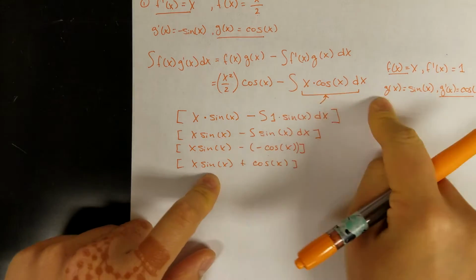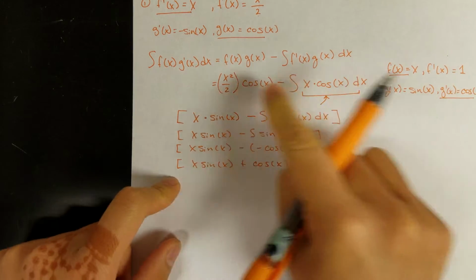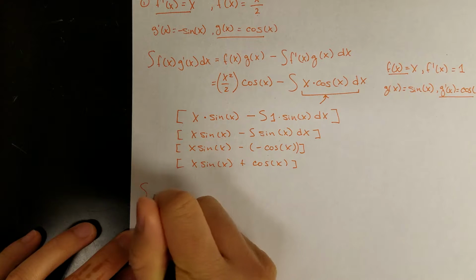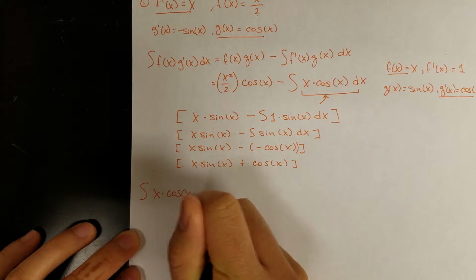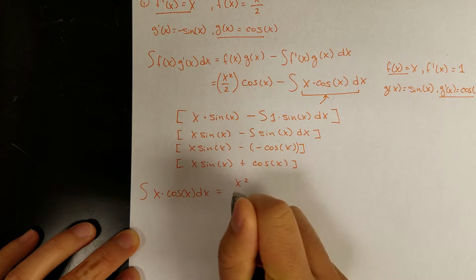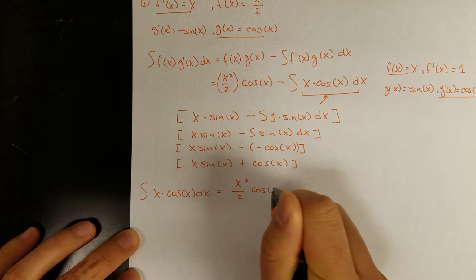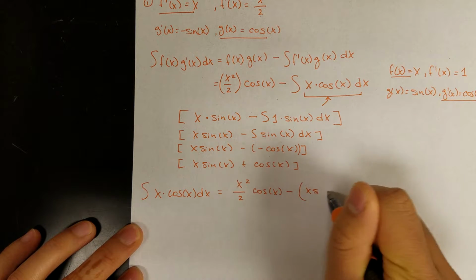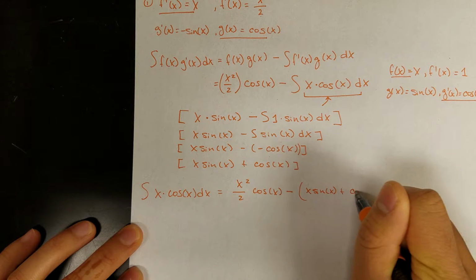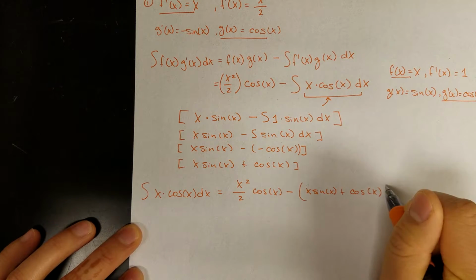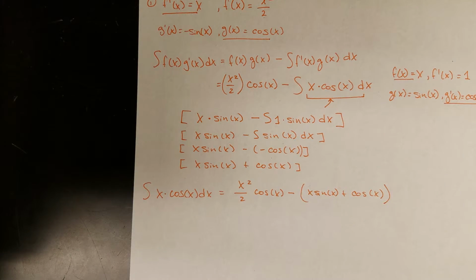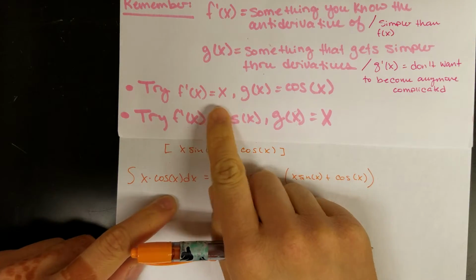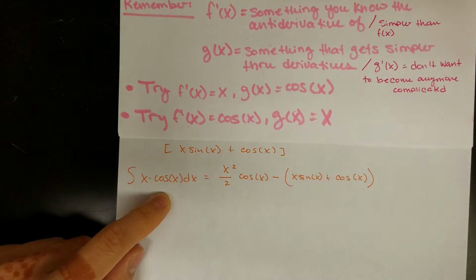Now that we know what this integral is, we can plug this back in and solve our original problem. So x squared over 2 times cosine of x minus x sine of x plus cosine of x. And that's how you solve for x times cosine of x if f prime were equal to x and g of x were equal to cosine of x.